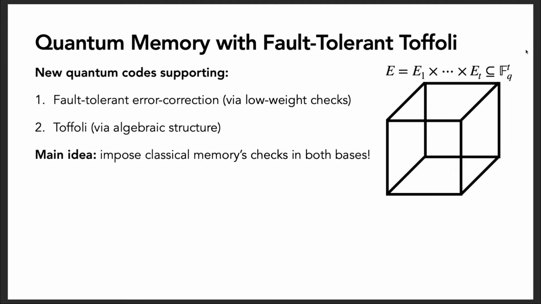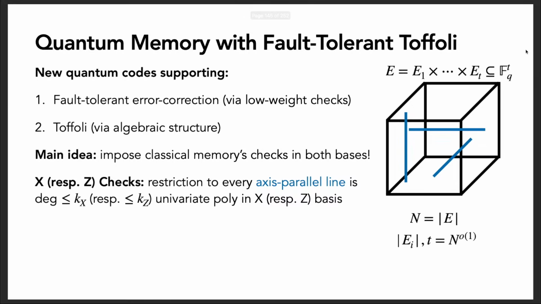So formally, for some technical reasons, we're now going to take a subcube of our entire vector space. But again, we're going to place our code components in some high dimensional vector space. So the number of code components is just the size of this rectangle. The side length of the rectangle and the dimension grow subpolynomially in the block length. And then we just impose parity checks in both the x and z bases that just require the restriction to each axis parallel line to be a low degree univariate polynomial. So we just impose the exact same checks we had classically in both the x and in the z bases.